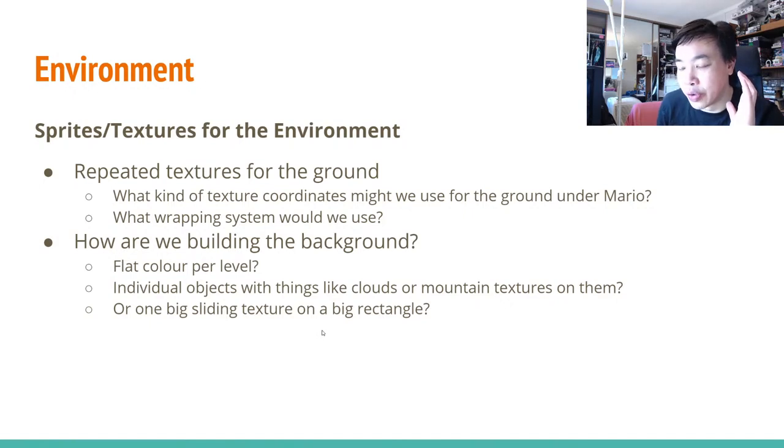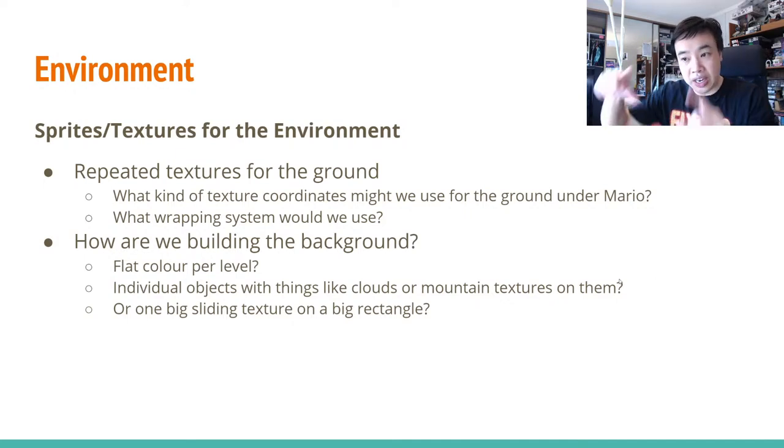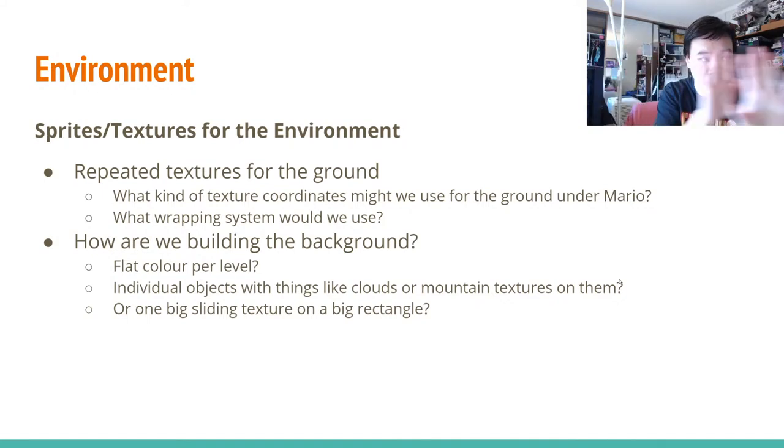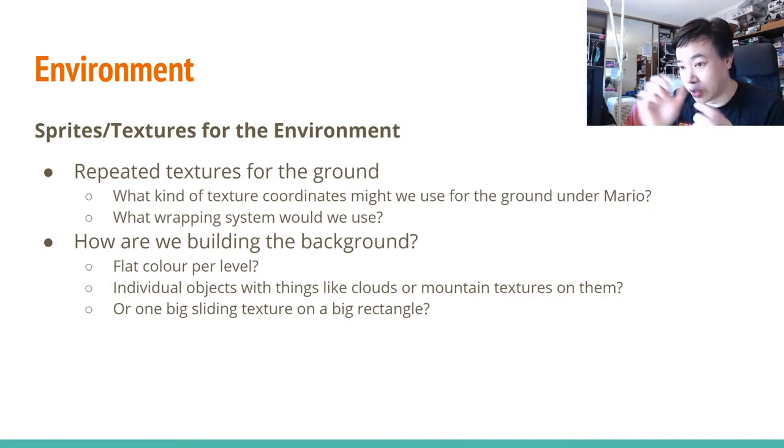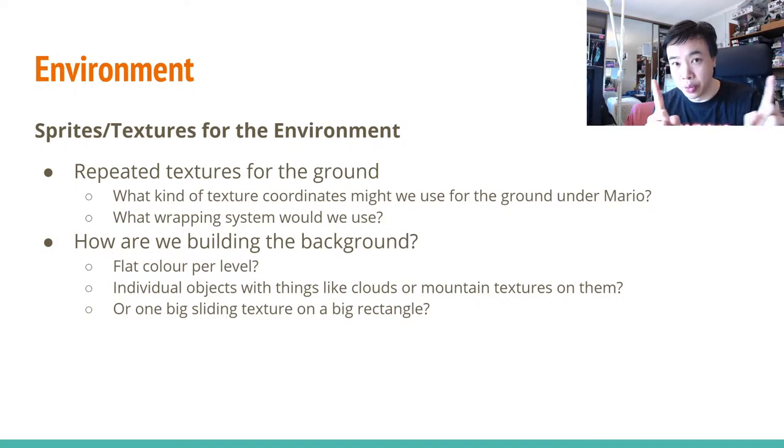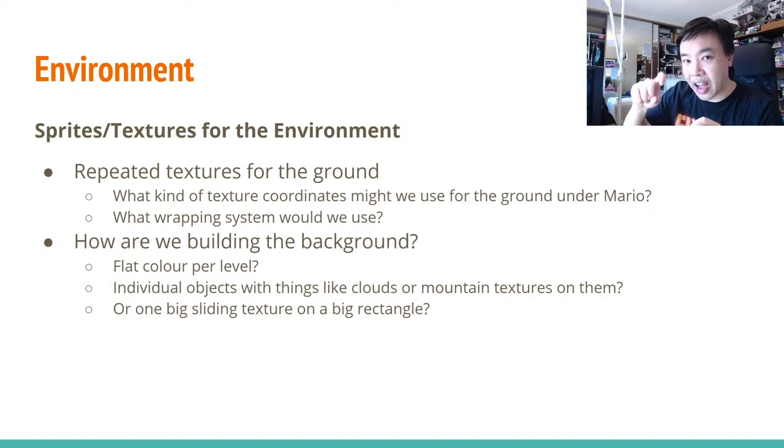But if you're going for that parallax thing or the variety of the background, those individual objects like the clouds or mountains with their own textures on them, each of those could be its own rectangle and they slide across at a different speed. There could be a universal speed of movement, which is the speed the ground is going to move. And then each of the things behind it could be a lesser amount of translation based on parallax.